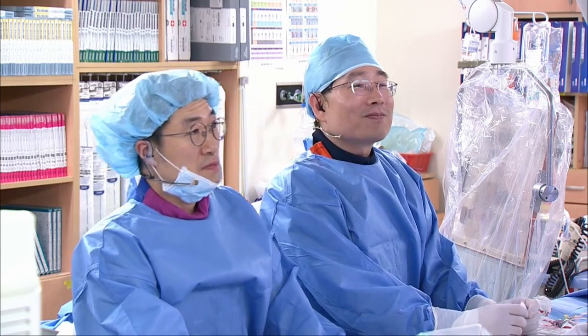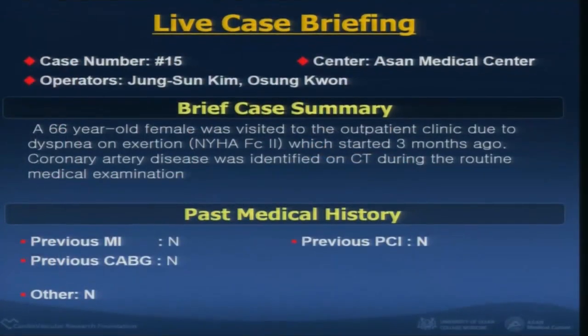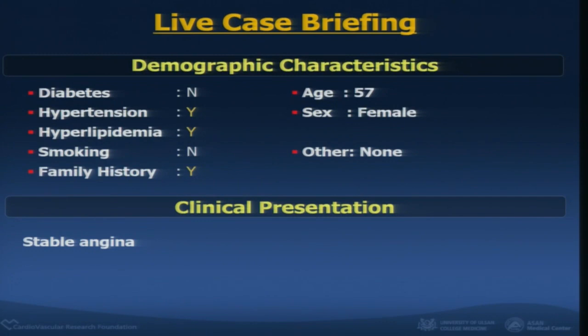Okay. A patient is a 66-year-old female who visited the outpatient clinic due to dyspnea on exertion, which started 3 months ago. She underwent a routine medical examination, and coronary artery disease was identified on CT. She doesn't have a prior coronary procedure. She has risk factors of hypertension, hyperlipidemia, and a family history of coronary artery disease. So the presentation is stable angina.